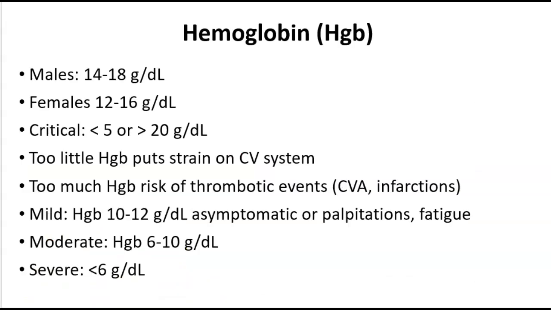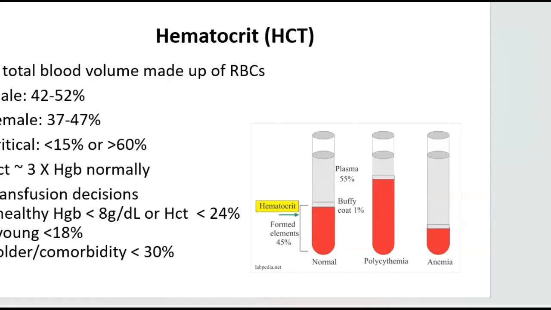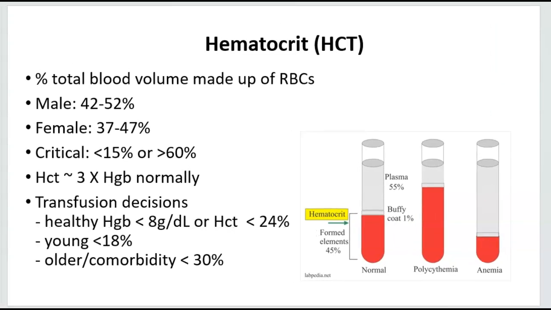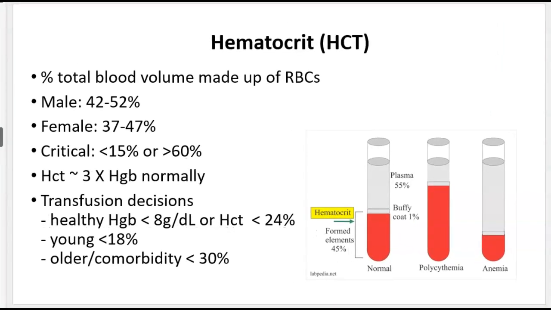Here are your normal labs, your hemoglobin. So little nuggets here, which is that if you don't have enough hemoglobin, it strains the cardiovascular system. If you have too much hemoglobin, it tends to lead to clotting events, so embolic events. And then your levels, mild, moderate, and severe, which we've discussed already. The hematocrit. We've discussed what it means already.